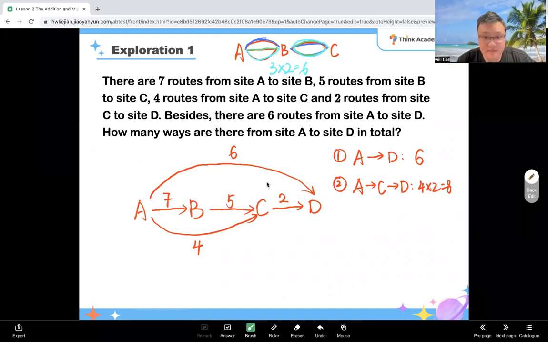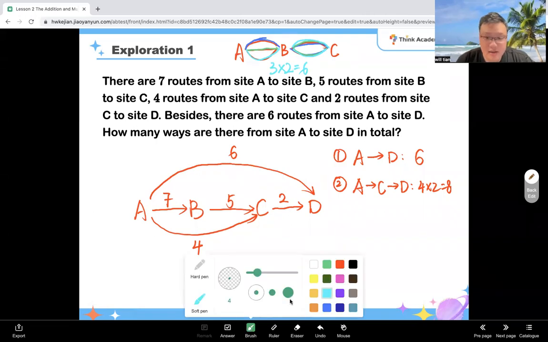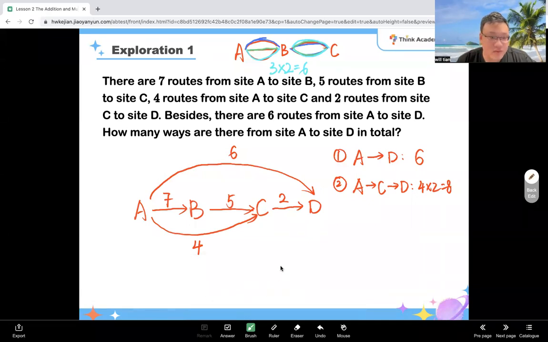Does that make sense? So in this one, from A to C, you got 4 different ways. And from C to D, you got 2 different ways. So we're gonna do 4 times by 2, we got 8 different ways. Is that clear? Can you type 1 to me if you understand that? The reason why you use the multiplication, not addition. Okay, perfect. And then the last one.